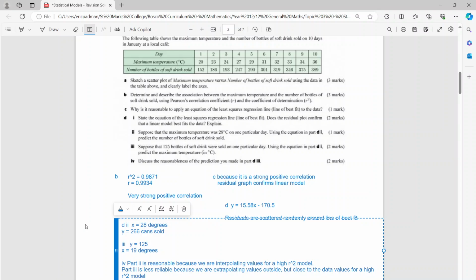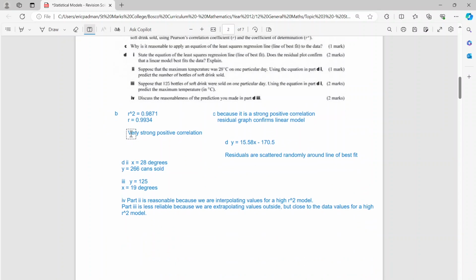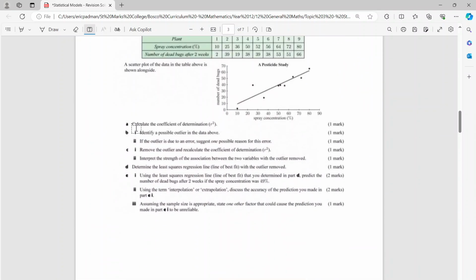It's okay to extend because it's like 1 degree less effectively, and it's about 25 cans less than what's in the data series. It's close to it. R squared is high, so it's somewhat reliable, less reliable. Make a comment about extrapolating versus interpolating, and you've got the idea. That's all of it for that question, so let's move on to the next one.